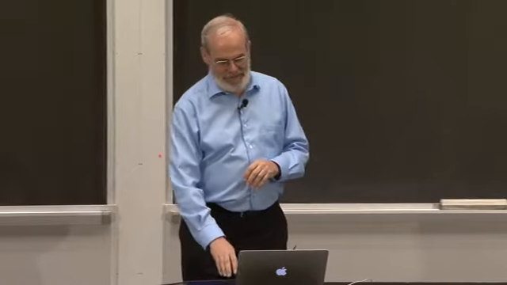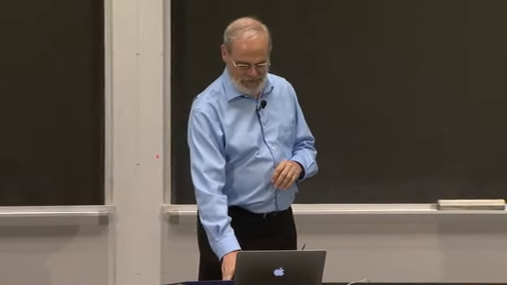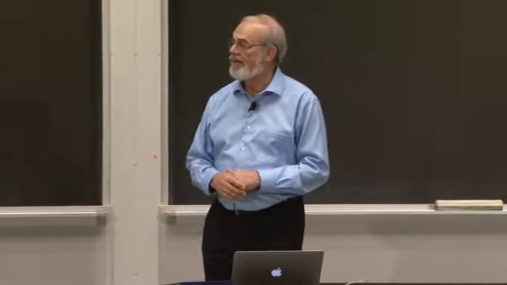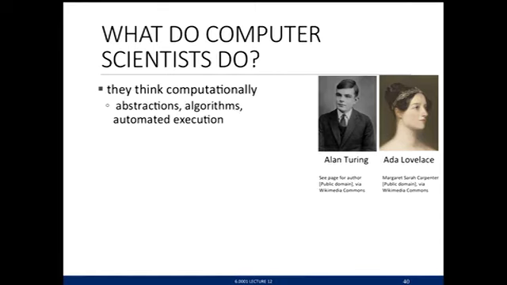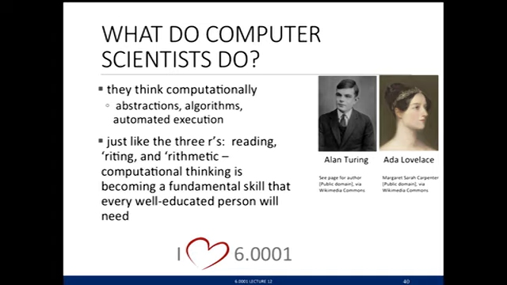So what do computer scientists do? And this is actually meant to be serious, and I've put up two of my famous historical figures of computer science. They do think computationally. They think about abstractions, about algorithms, about automated execution. So the 3 A's of computational thinking. And in the same way that traditionally you had the 3 R's of reading, writing, and arithmetic, computational thinking, we hope, is becoming a fundamental that every well-educated person is going to need.